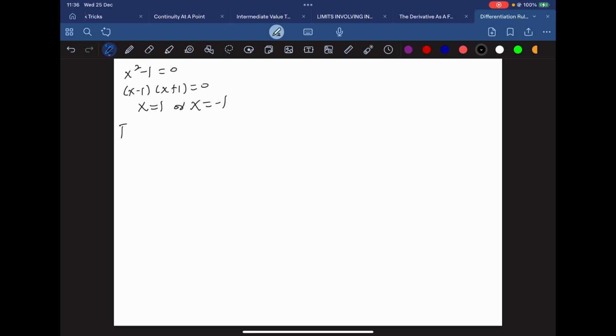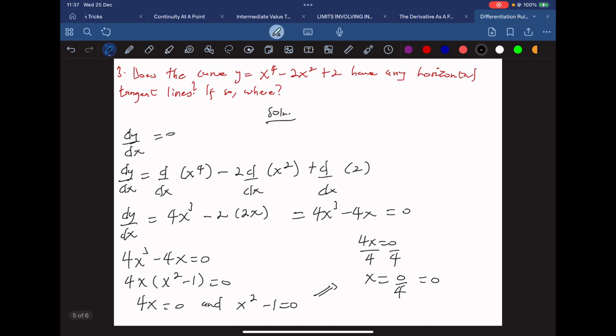So the curve y equal to x to the 4th minus 2x squared plus 2 has horizontal tangent lines at x equal to minus 1, 0, and 1. So I hope this is clear. To find this, you just have to set dy dx equal to 0.